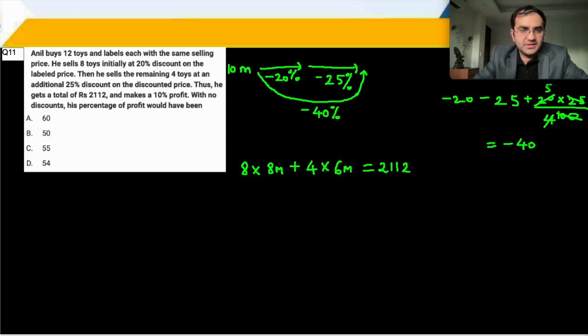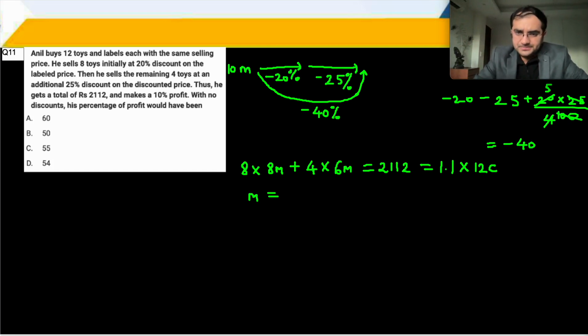rupees. Okay, and this is also equal to SP, which is 10% profit. 10% profit means 110%, 1.1 into the cost price for 12 articles, 12 into, let cost price per article be C. With no discounts, his percentage profit would have been... find the marked price, give no discount, find the cost price and find the percentage change.